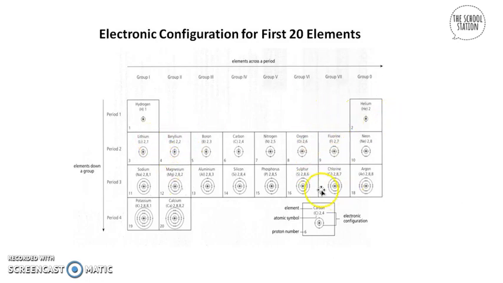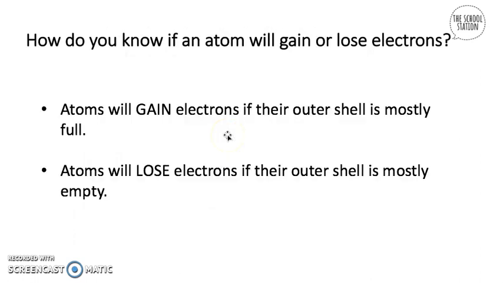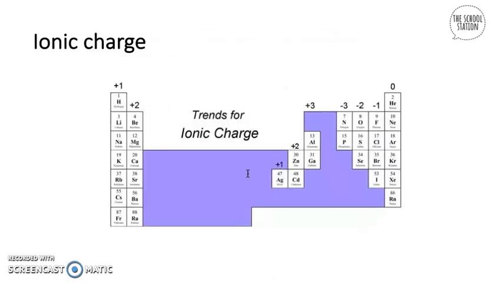But fluorine, if it loses 7 atoms, it's not very helpful, so beryllium will give to fluorine because fluorine already has 7 electrons in the outer shell, and if beryllium gives 1 more, fluorine will have a full outer shell and become stable. So that's what we really have to understand: atoms will gain electrons if the outer shell is mostly full, because it's really easy for it to just become full, and atoms will lose electrons if the outer shell is mostly empty. For example, beryllium still needs 6 more electrons to become full.